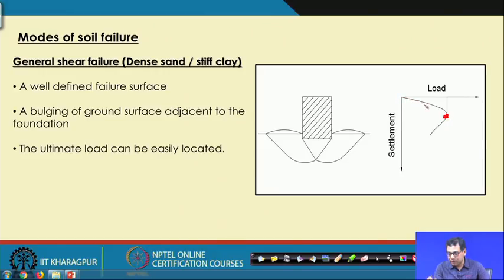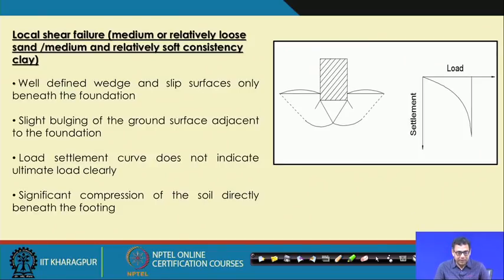So, the load increases, then after the failure, it indicates the soil has failed. After this failure, it will decrease. So, we have a prominent peak in the load settlement curve, and the ultimate load can easily be located. This is the Q ultimate, the ultimate load that soil can take before it fails in shear. That is why we can locate this ultimate load very easily. These are the characteristics of general shear failure.